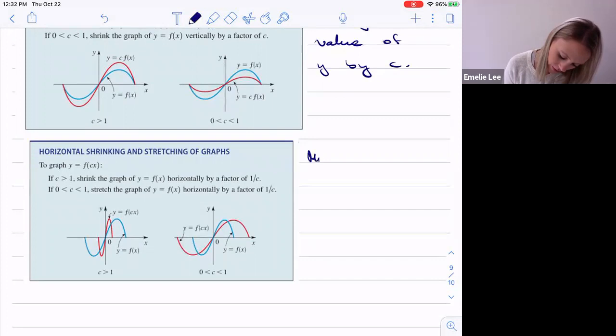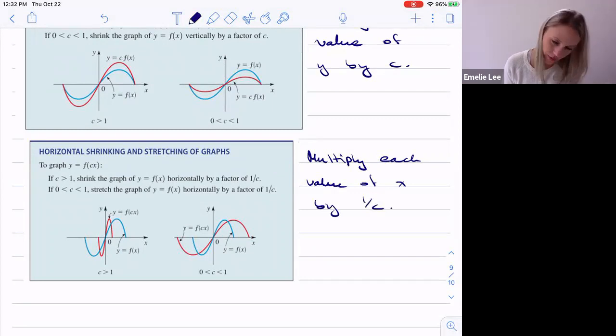So here what we're doing is we're multiplying each value of x by 1 over c. And that's what makes it behave the opposite of what you think it's going to do.